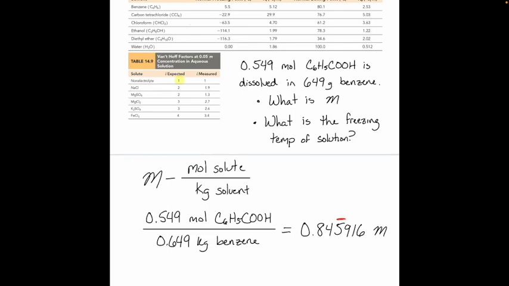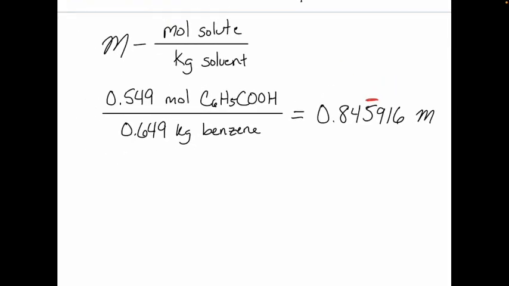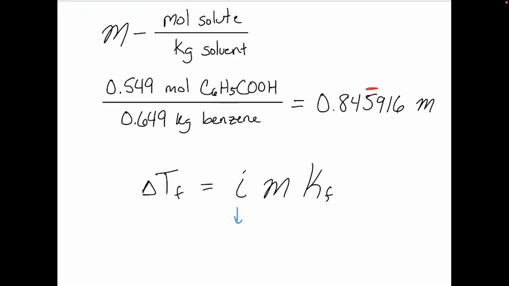All right? So now in order to get my delta T of my freezing, this is i, molality, times that Kf. We said in this problem, i is 1. And what was our argument there? Because it's covalent, right? For any compound that is covalent, i will always be 1. Because we have a covalent solute. My m is my molality that I just calculated.